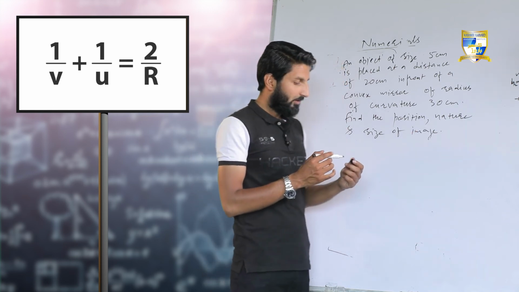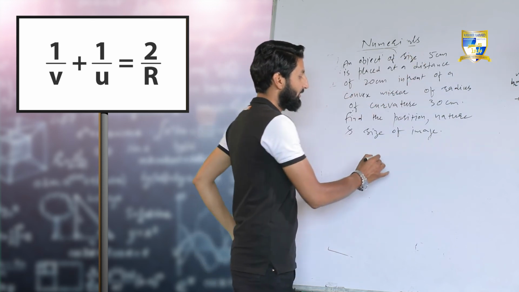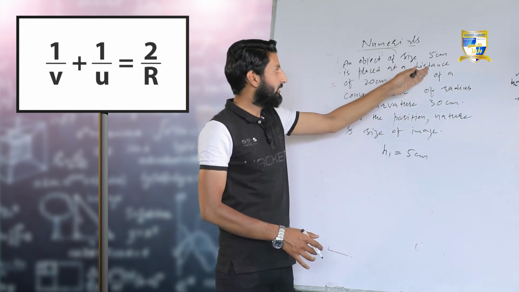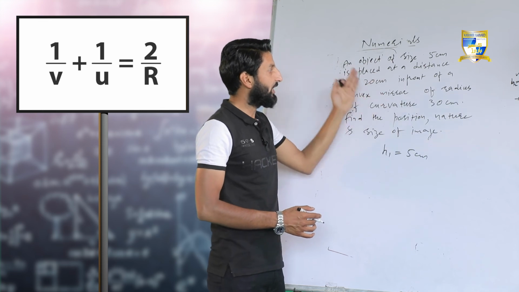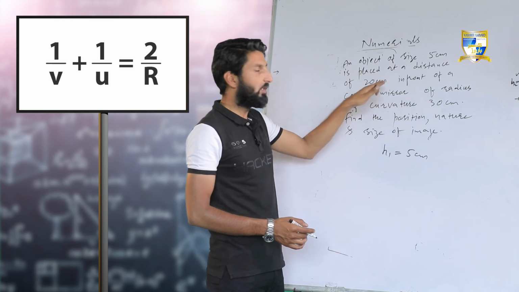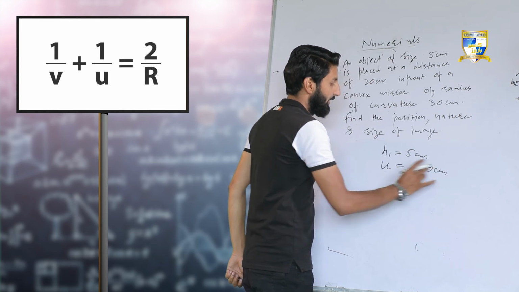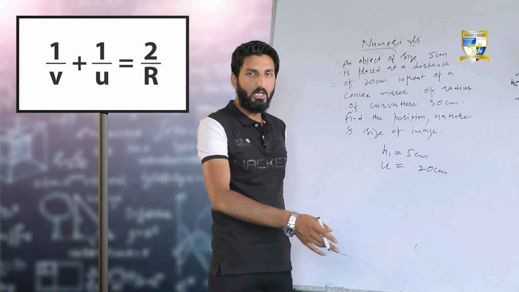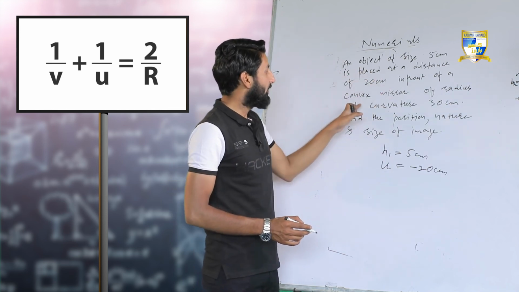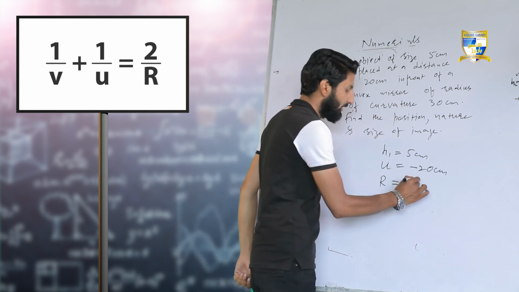So you are given the size of the object again, that is 5 centimeter. So H1 is equal to 5 centimeter. It is placed in front of a convex mirror at a distance of 20 centimeter. Object distance 20 centimeter, as per sign convention, I have to put a minus sign in front of it. The convex mirror has radius of curvature 30 centimeter.